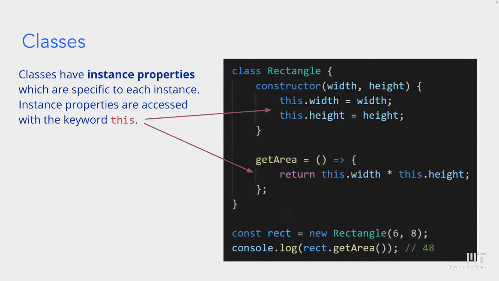And it also has these instance properties. So for example, each instance will now have a width and a height. You can't have a rectangle without a width and a height. And each instance also has the get area function. So, for example, a 4x8 rectangle can then call the get area function to return the area as 32.